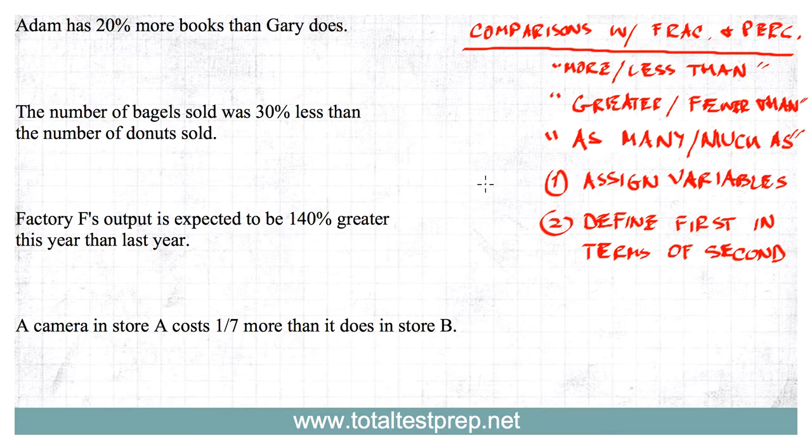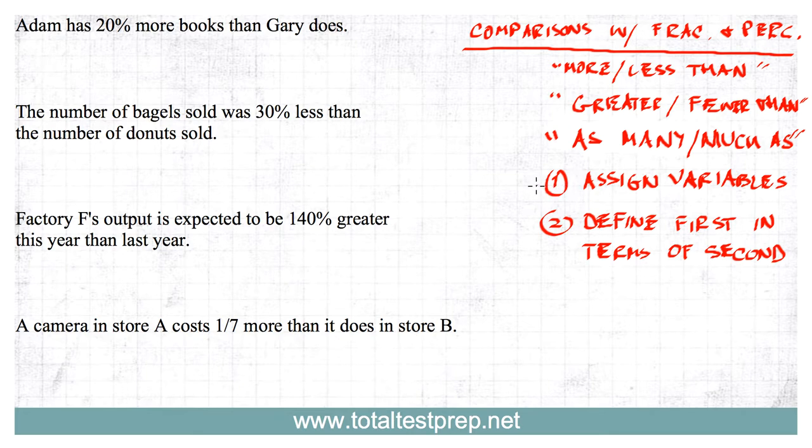It's actually very similar. We're going to do a lot of the same steps, the same two steps, and the keywords are the same. So if you see a word problem that contains more or less than, or greater or fewer than, or as many, as much as, it's a comparison question. It's just that in these comparisons with fractions and percents, there will be percents or fractions involved.